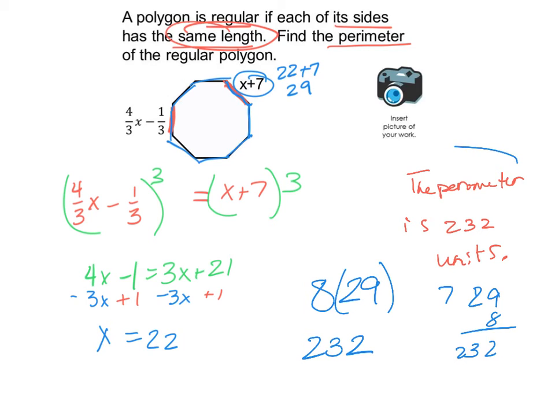232 is that answer. So in my sentence, the perimeter is 232 units. They don't tell us the units, so we use the word units.